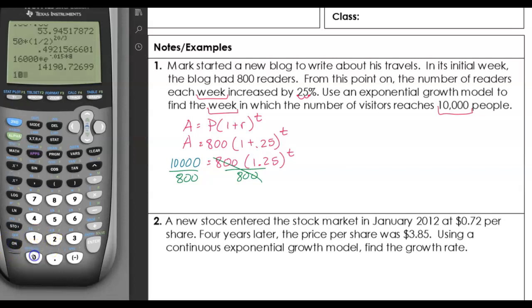So let's see. I don't know what this is off the top of my head. 12.5. Now, here comes the tricky part, and I'll be impressed if someone can answer me right off the bat, because I kind of had to lead into first period getting this correctly. What do I do to get the t by itself now?